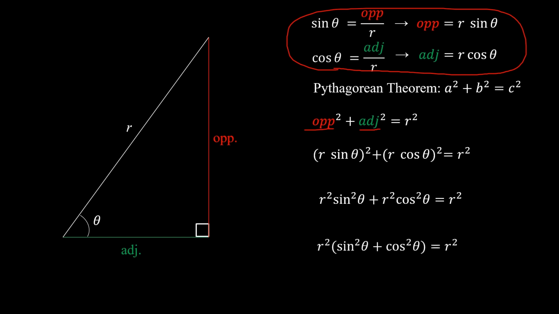Now, if you notice, there's actually an r squared as a common term on the left side. So we can just factor that out to get r squared, parentheses, sine squared theta plus cosine squared theta, which is equal to r squared. Now we can divide both sides by r squared to get that sine squared theta plus cosine squared theta is equal to 1. I hope this video was helpful.